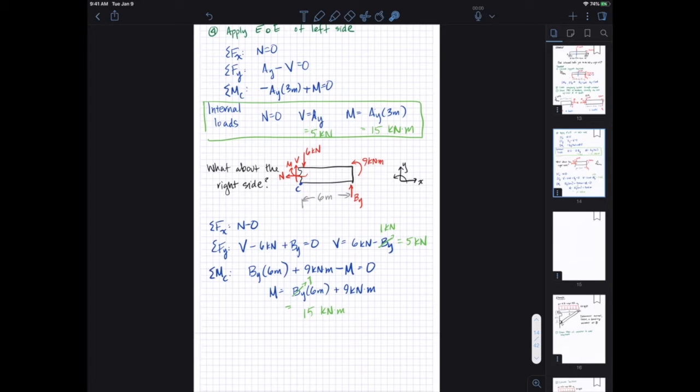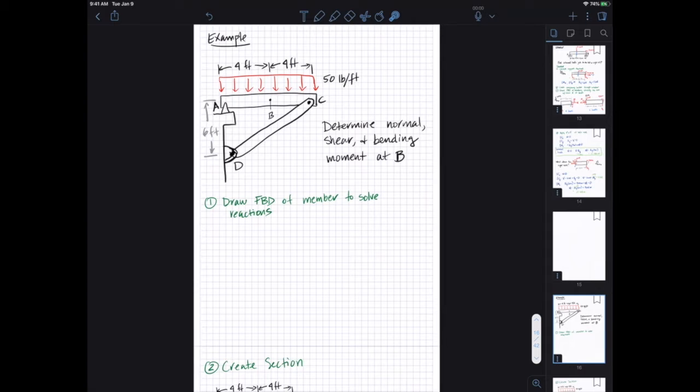Okay, let's do another example. So here we now have a distributed load acting over a beam that's supported by another beam, CD, by a link CD, pin at A, and we're asked to find the normal, shear and bending moment at B, which is at this location right here in the middle. So we'll say that's right there in the center.